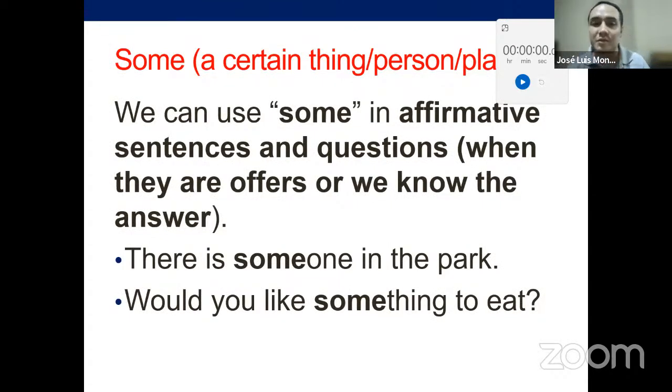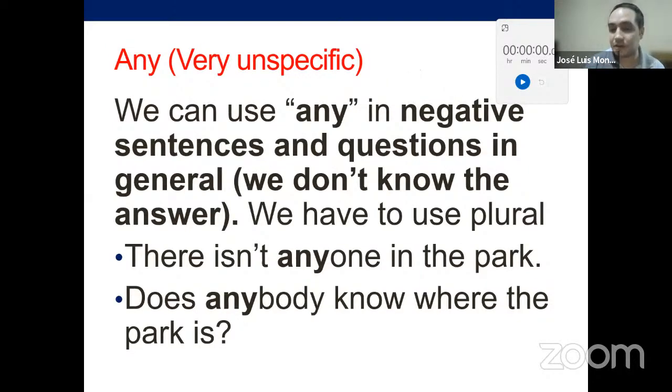Let's read also this one, please. Okay. We can use some in affirmative sentences and questions when they are offers or we know the answer. There is someone in the park. Would you like something to eat? Good, right? So affirmative and questions. That's also, I believe, not that hard because it doesn't have variations. It's just as direct as you see it without any type of variation. And any, this can be a little bit tricky. So let's read about any, please.